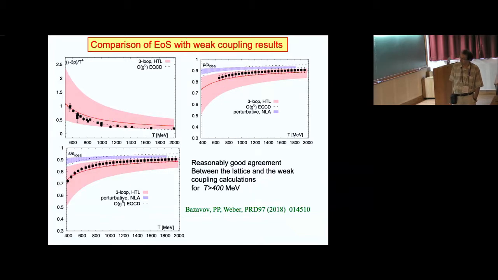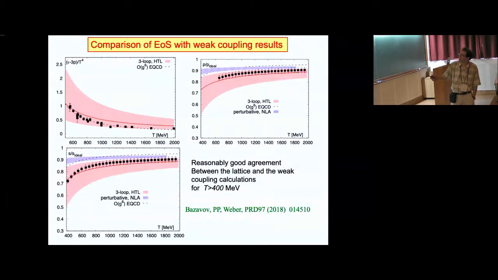And again, you could compare different calculations. The red line is again the hard thermal loop, and then the band is again the scale uncertainty for varying the scale by a factor of 2 around its central value 2 pi T. I show the EQCD line as the dashed line, and now it turns out to be a bit higher than the lattice, but again, the deviations are at the percent level.